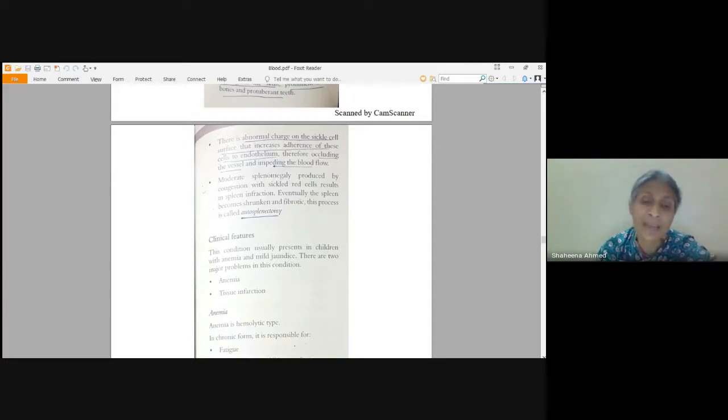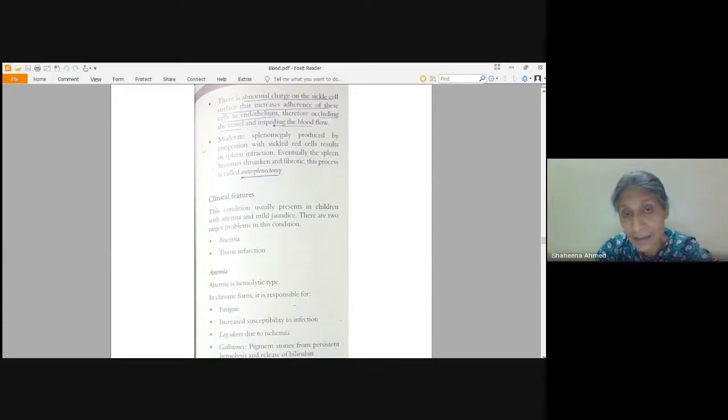Now, there is another problem with this sickle cell. It has an abnormal charge on it, and what this charge does is increase the adhesive quality of these cells. What happens is these cells adhere, they stick to the endothelium. When they stick to the endothelium, they occlude the vessel. When they occlude the vessel, they stop the blood flow.